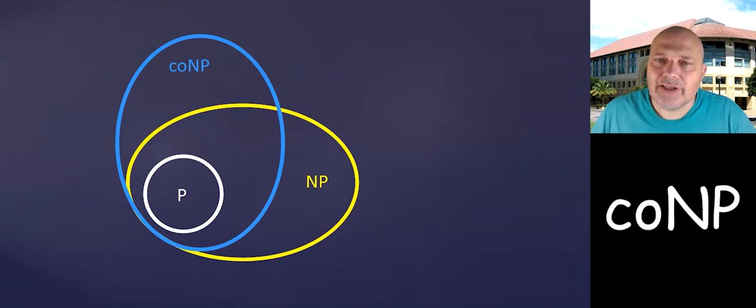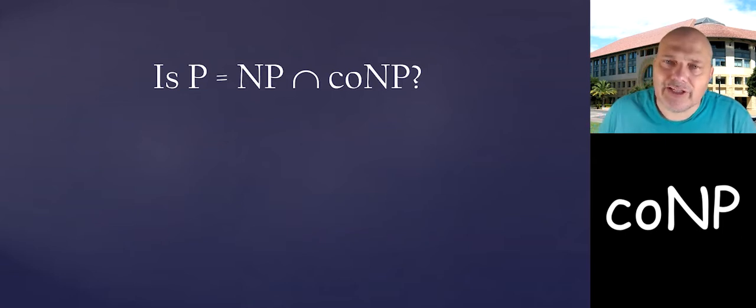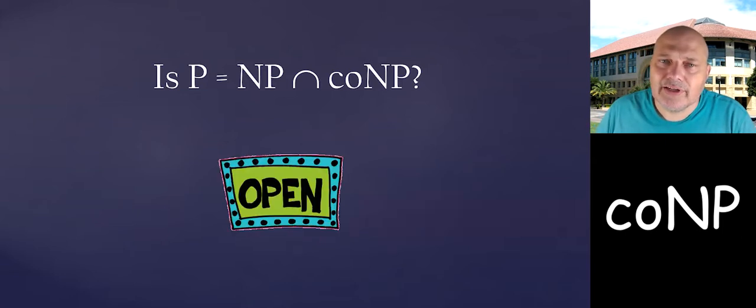So we have P, NP, coNP. What about the intersection? What about NP intersection coNP? So if P equals NP intersection coNP, you can think about it for a second. Well, this is again open.